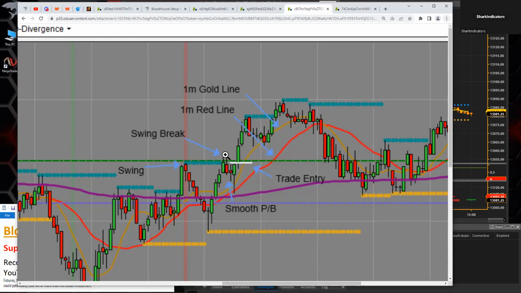So, all right. This would be another kind of classic setup here. We get the break, a couple of smooth pullback bars, and then we get the touch of the 9 EMA. And so that initiates the signal, and then the buy stop entry order is placed one tick above. And let's see what we have here. All right, yeah.